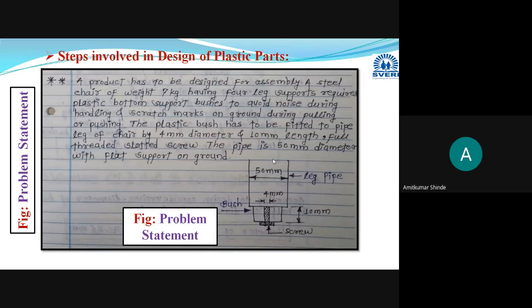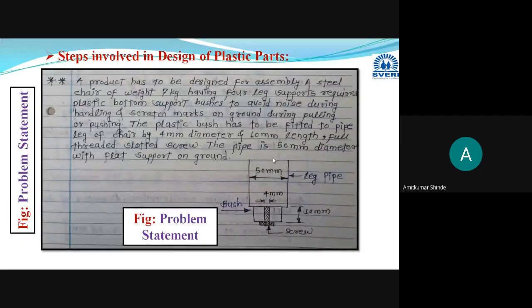So this is the numerical part from this chapter. This is the problem statement. I think this is visible on your screen. In today's session, we will discuss this problem statement and how to design a bush.